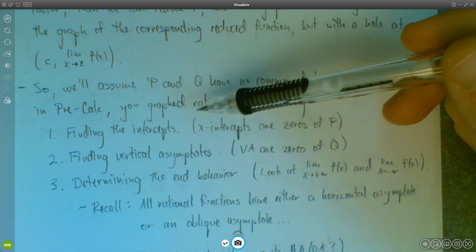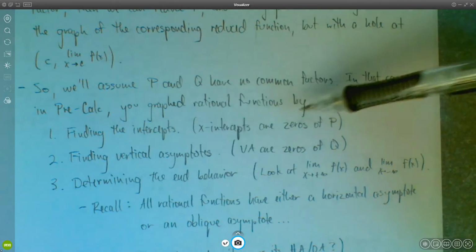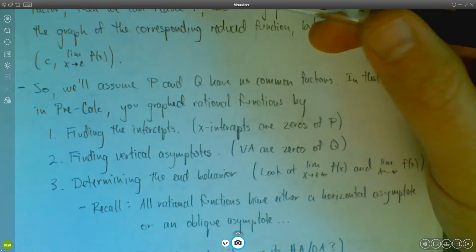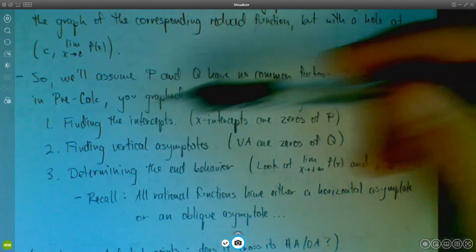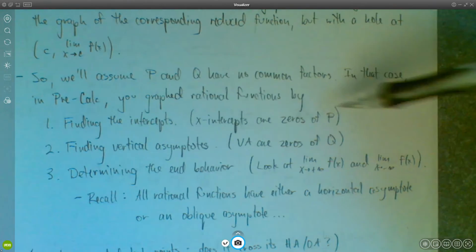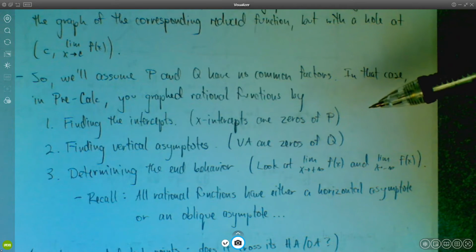So the x-intercepts are just the zeros of the numerator of your function. They're the zeros of p. If f of x is p of x over q of x, then the x-intercepts are just the zeros of p. So you set the numerator equal to 0 and solve for x.